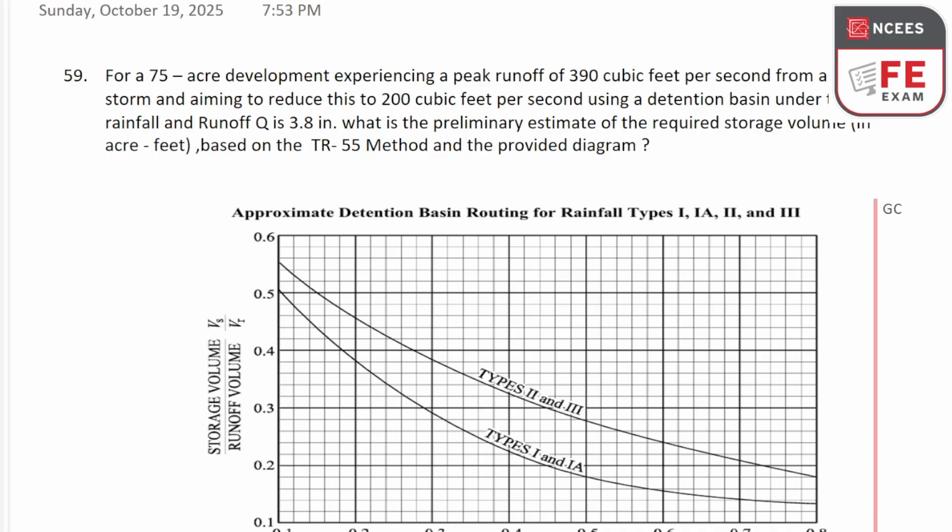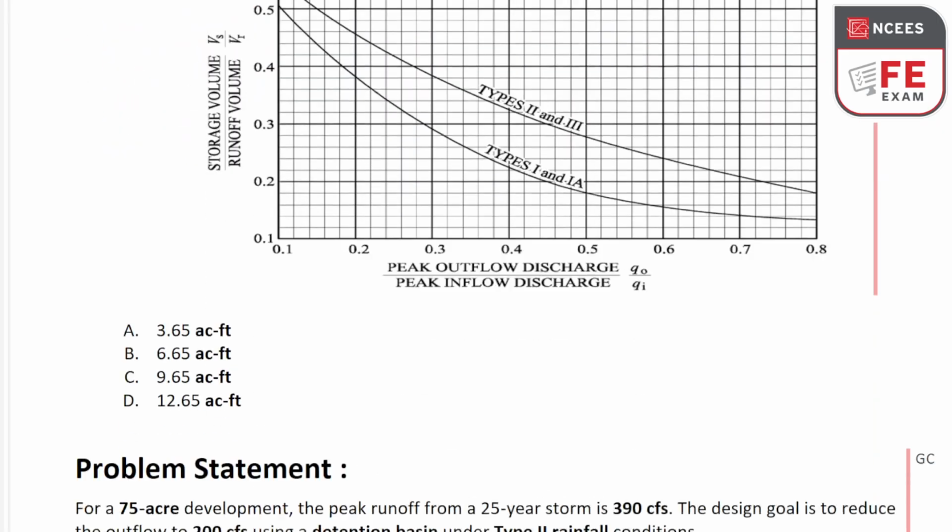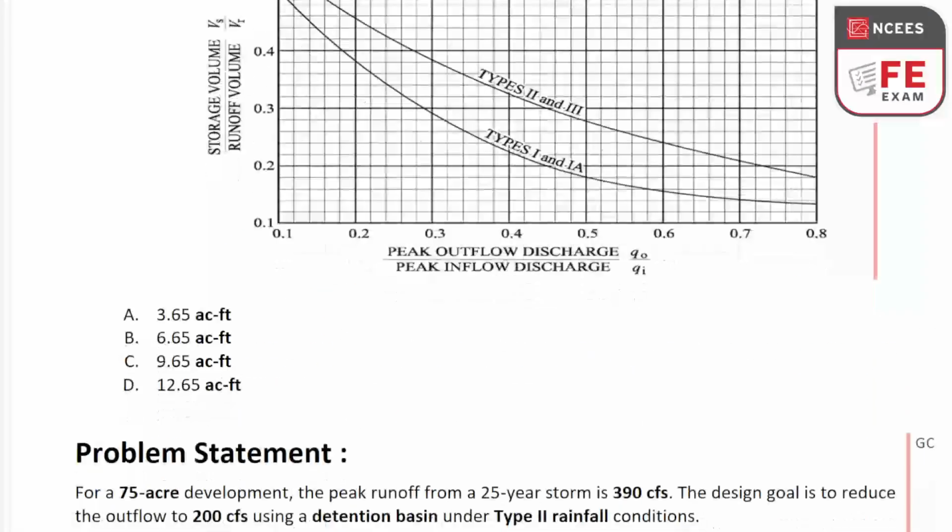So they gave us a graph here where type 2 and 3, type 1 and 1a type rainfalls are mentioned. On the y-axis we have storage volume by runoff volume, Vs by Vr. On the x-axis we have peak outflow discharge by peak inflow discharge, Q out by Q in. So first we need to understand the terminology in this question, and we have these four options.